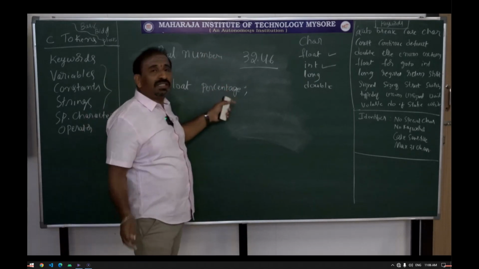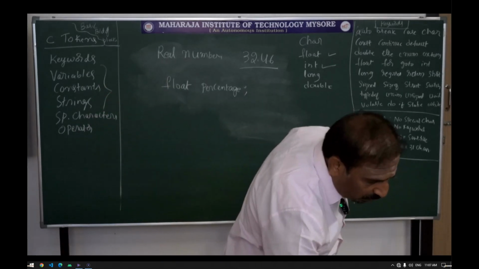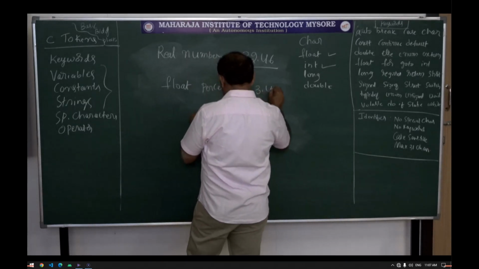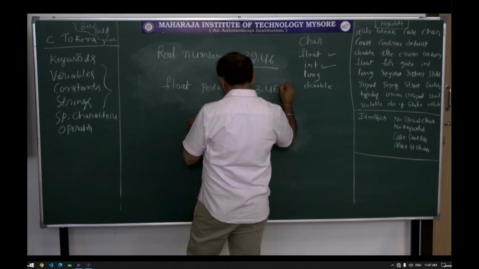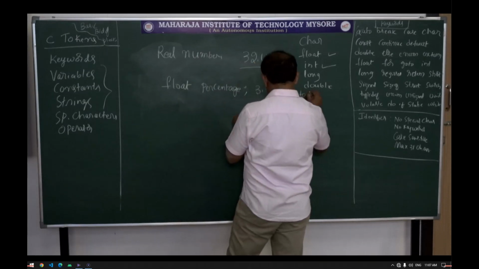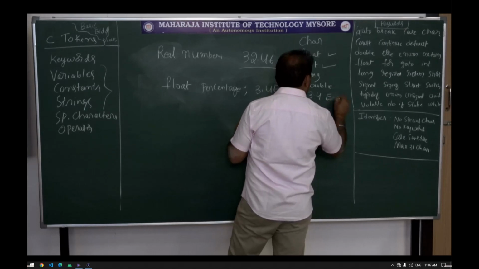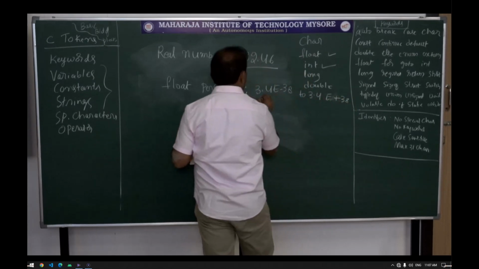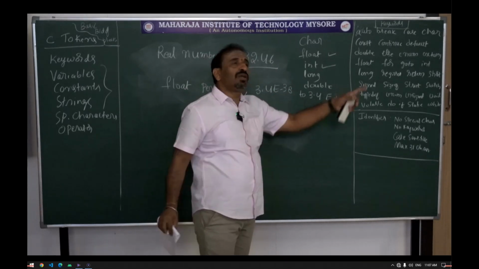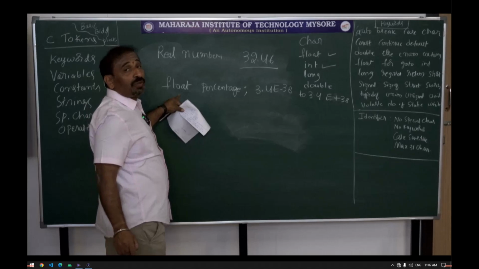And there is a limit for this also. What is the limit? This float can go from 3.4 into e to the power of minus 38 to 3.4 into e to the power of plus 38. So this is the range this float can store.